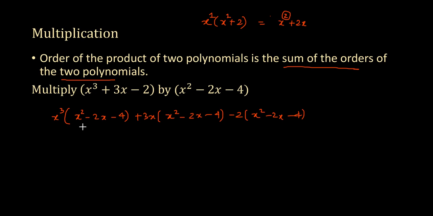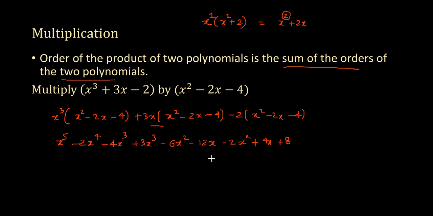x cube when multiplied by x square, according to the basic law of indices, if bases are same, powers get added. Okay, so x raised to power 5 minus 2x raised to power 4 minus 4x cube plus 3x cube, this multiplication, minus 6x square minus 4 into 3 is 12x, and lastly minus 2x square plus 4x plus 8. Okay, now we need to simplify this.